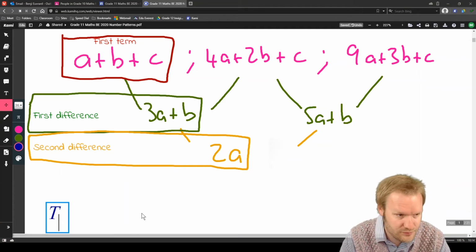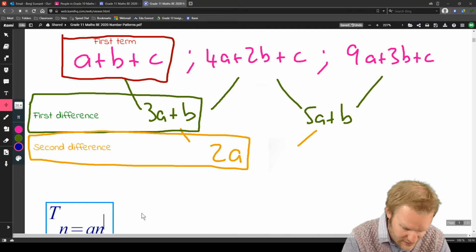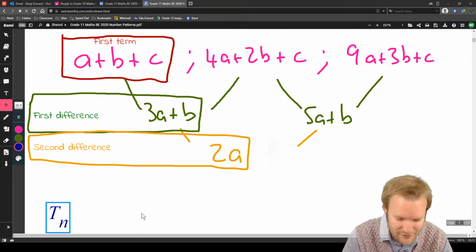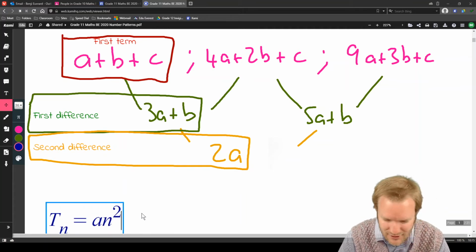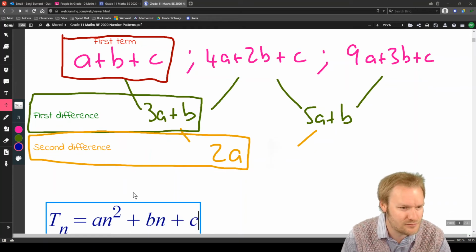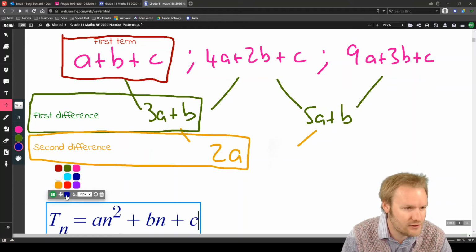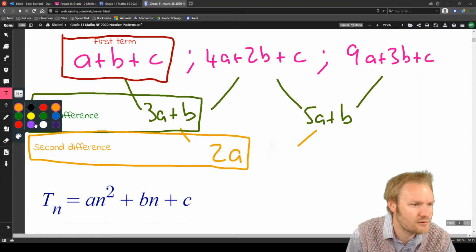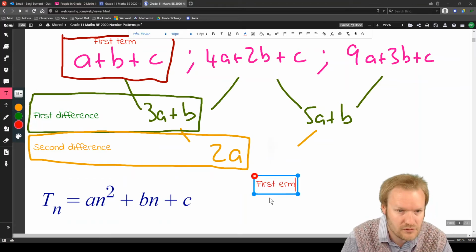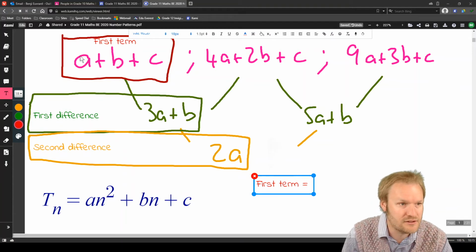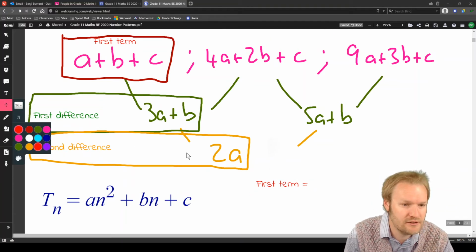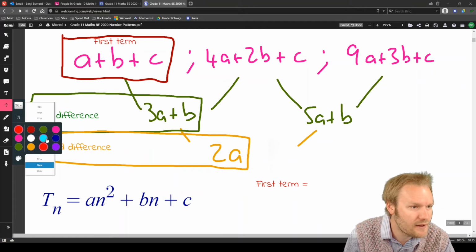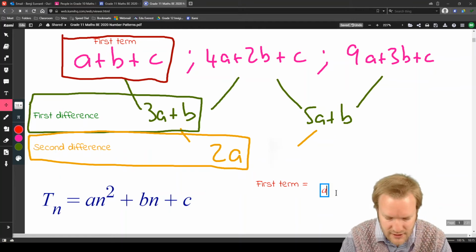We know that any term is an squared plus bn plus c. That's useful. We know that the first term is a plus b plus c. So let's put that in. The first term is a plus b plus c.